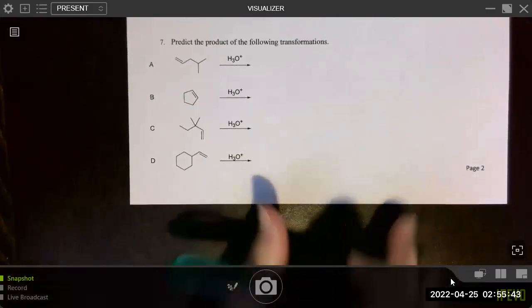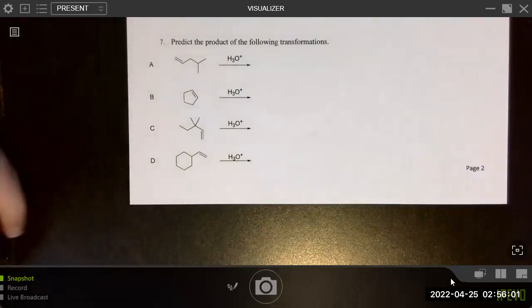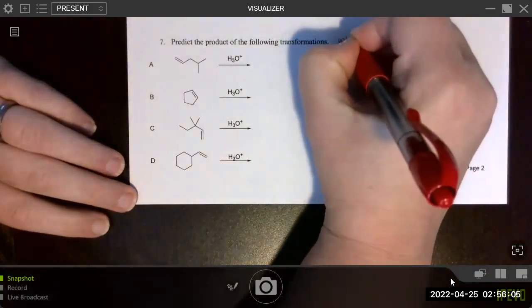Okay. Let's go ahead and predict the product of the following transformations. So it's just looking at the major product. Whenever you do these problems, I really want you to approach it with a multi-step process. The first step, you ask yourself, what is getting added across the double bond? Let's go ahead and practice this.